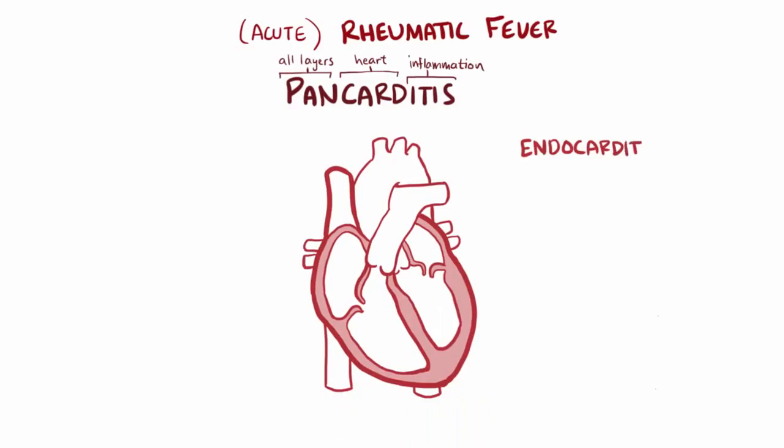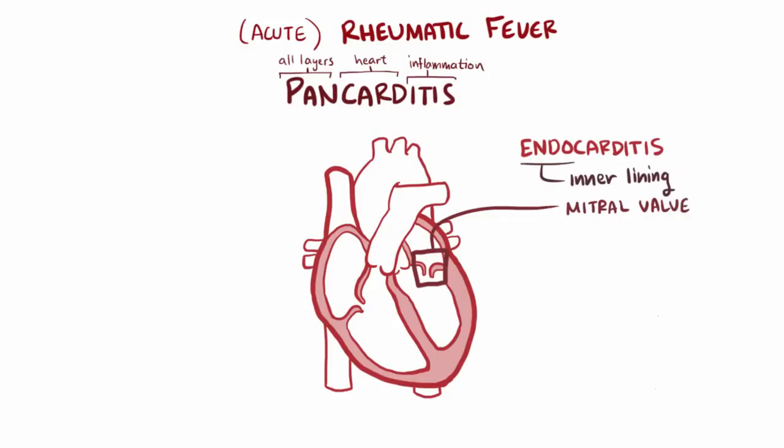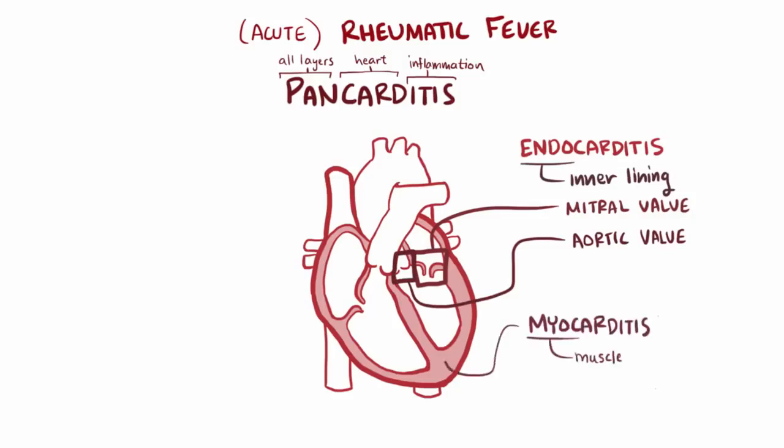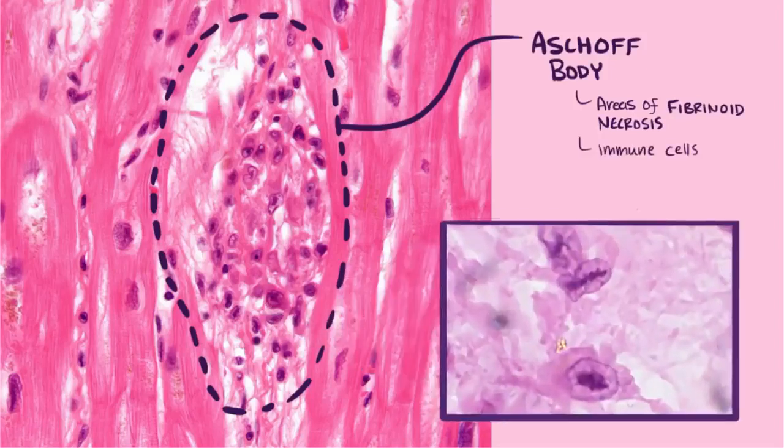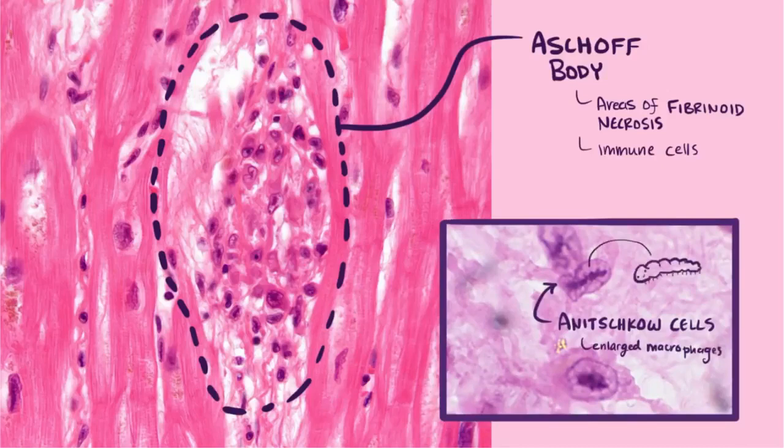The first, or endocarditis, is inflammation of the inner lining, which includes the valves. The mitral valve is most commonly affected, although the aortic valve might also be affected. The next is myocarditis, inflammation of the myocardium, or heart muscle. Inflamed areas in the myocardial tissue are called Aschoff bodies, which are areas of fibrinoid necrosis with immune cells like T cells and these characteristic Anichkow cells, enlarged macrophages which have characteristic caterpillar-looking nuclei.